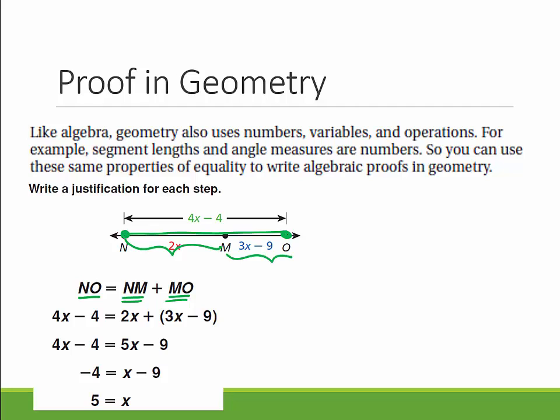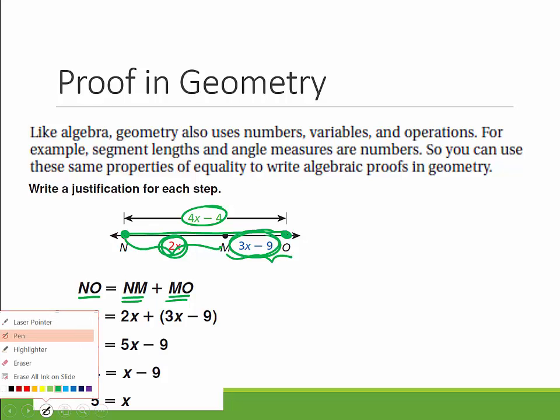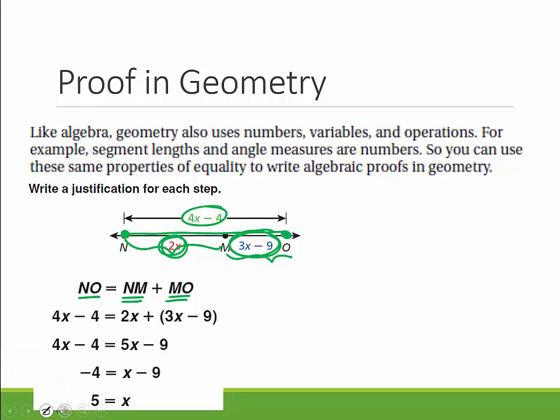4x minus 4, this top part, has to equal 2x plus 3x minus 9. And then the next part, we do some simplification, we get an answer out. So we're going to write a nice little justification for every step here. So this right here, the reason we can say that that whole segment is made up of little segments is the segment addition postulate.